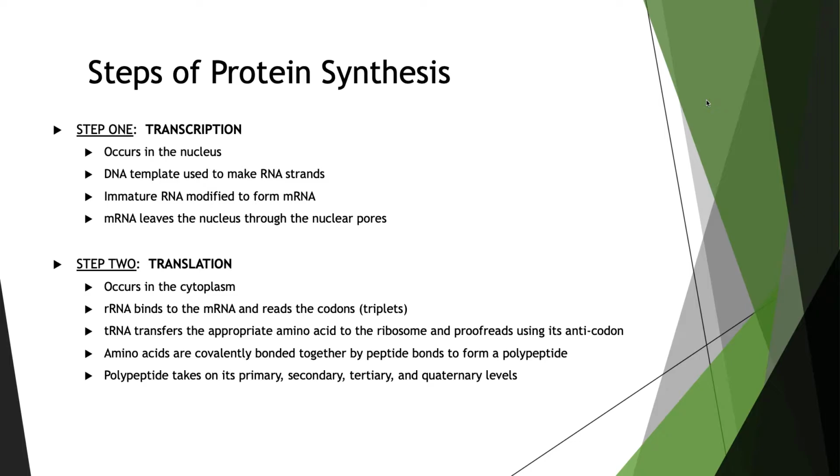rRNA, or ribosomal RNA, binds to the messenger RNA and reads the codons, or the triplet base pairs of DNA. And then transfer RNA transfers the appropriate amino acid, which is the monomer functional group of proteins, to the ribosome, and then proofreads it using its anticodon, or the reverse triplet. Amino acids are then covalently bonded together by peptide bonds to form a polypeptide, and that complex polypeptide then takes on its primary, secondary, tertiary, and eventually quaternary levels to form those complex protein structures that we spoke about in the last module.